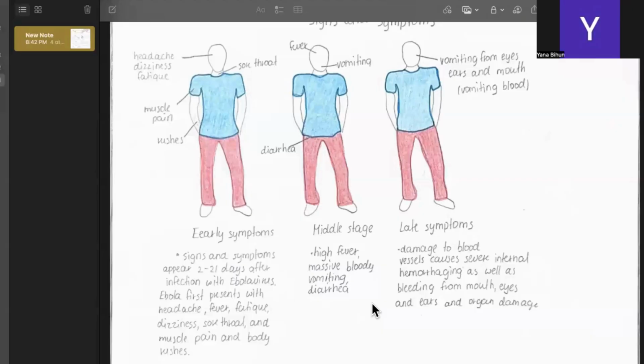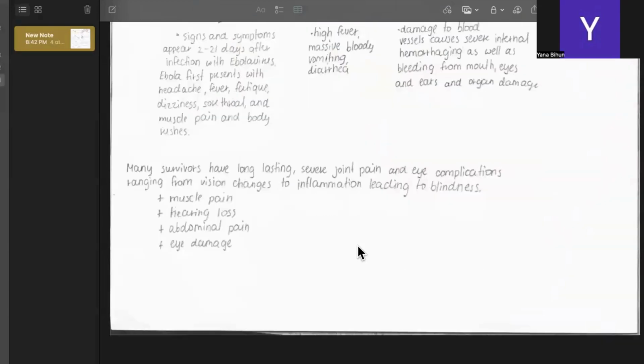Middle stage. High fever, massive bloody vomiting, diarrhea. Late symptoms. Damage to blood vessels causes severe internal hemorrhage as well as bleeding from the mouth, eyes, and ears, and organ damage. Many survivors have long-lasting severe joint pain and eye complications, ranging from vision changes to inflammation leading to blindness, muscle pain, hearing loss, and abdominal pain.